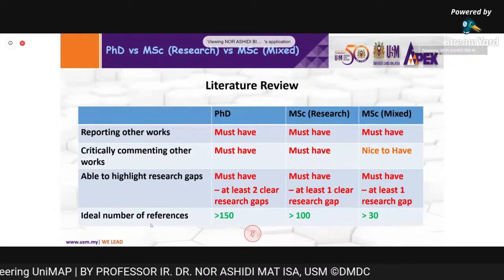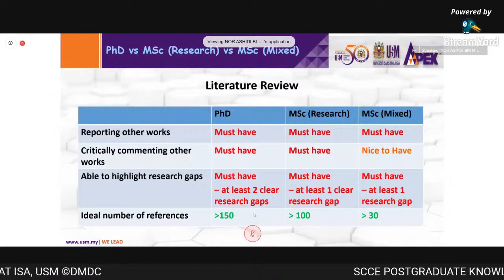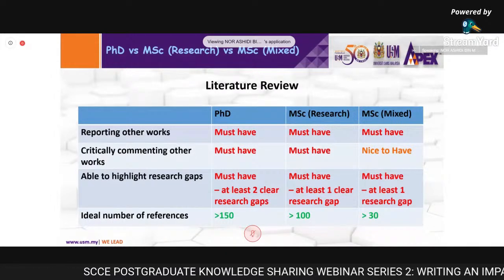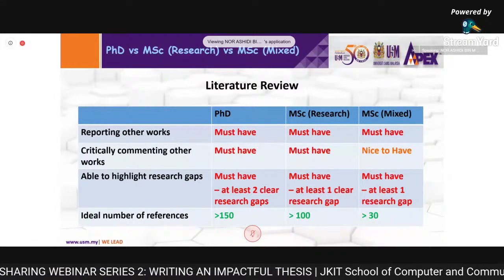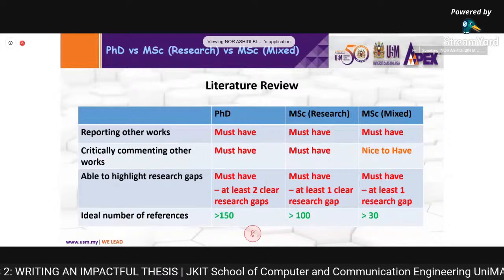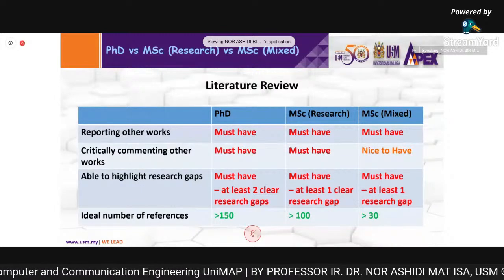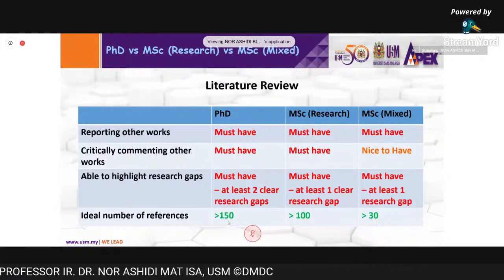But you can have your own. It depends, once again, on your research area. In some areas, references are easy to obtain, and in some it's quite difficult. So it depends on the number, it just depends on your research area. 150, 130. This is for me.